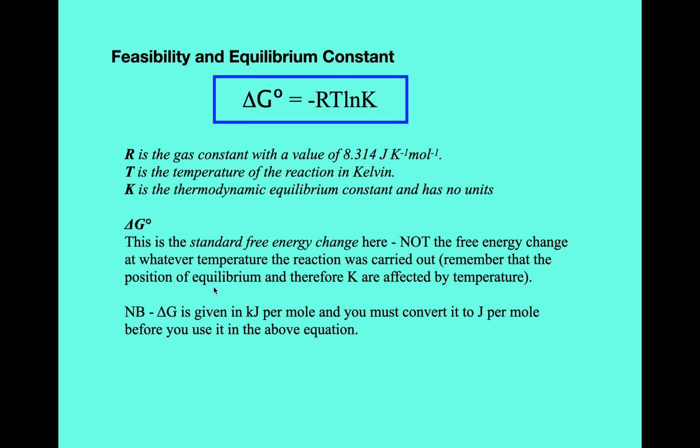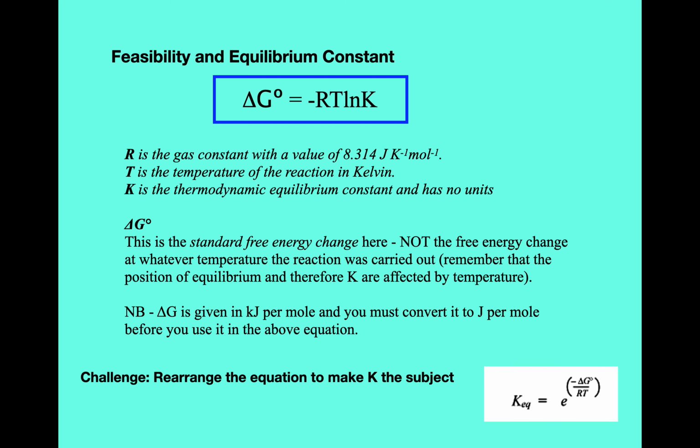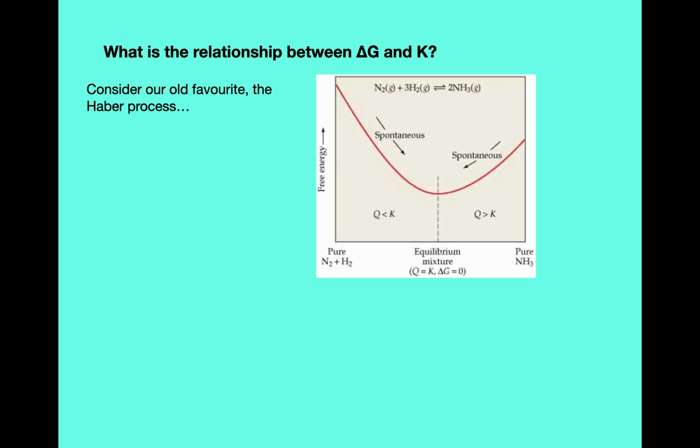Okay, careful, delta G is given in kilojoules per mole, but you must use joules per mole for the above equation. And then we can rearrange that particular equation to make K the subject. Just a little maths challenge for you. Have a go. And it looks like that, doesn't it? Where e is your magic little natural number. Gives you a chance to use that button on your calculator. Okay, relationship between delta G and K.